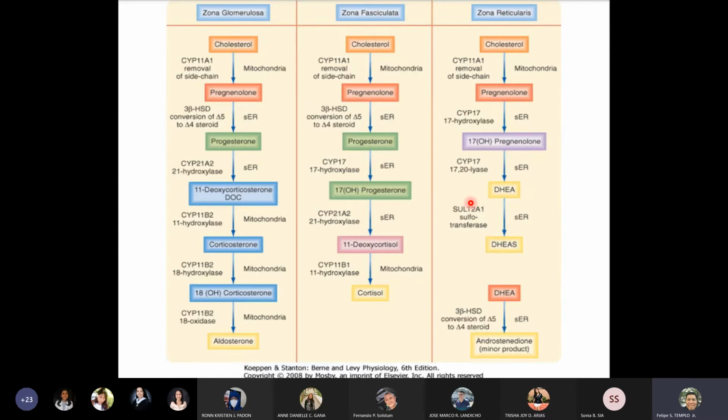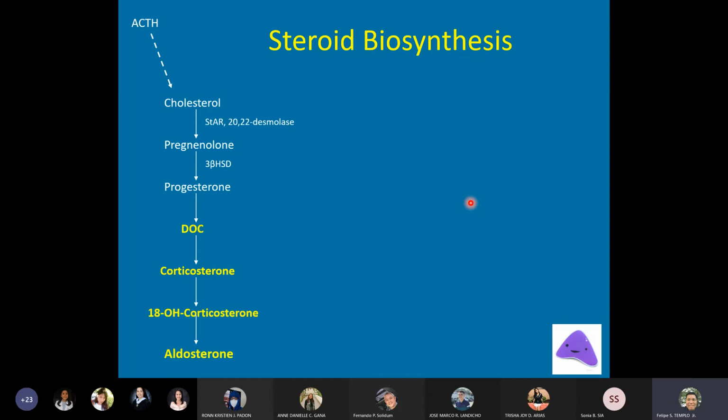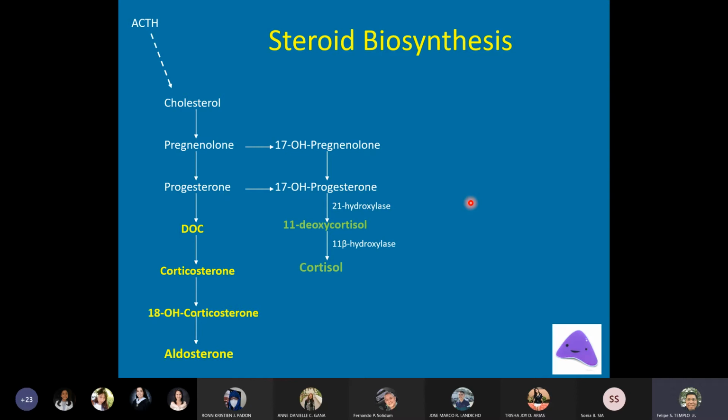So the same slides as earlier. I'll summarize again the biosynthesis of your steroid hormones. It's up there. It's the ACTH, which will command your cholesterol to be developed into pregnenolone, progesterone, the DOC, and become your corticosteroid, aldosterone. This is in the zona glomerulosa. Now in the zona fasciculata, these are the steps. And in the zona reticularis, these would be the steps.